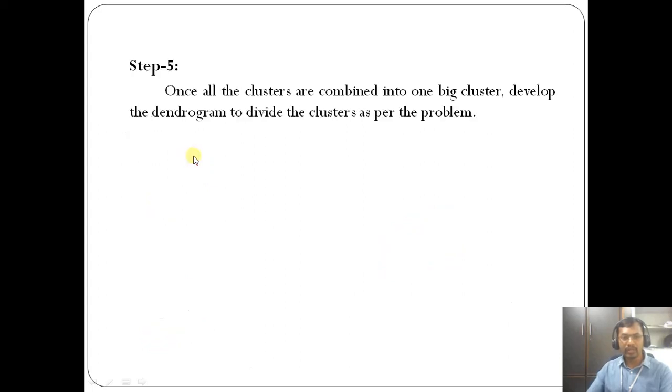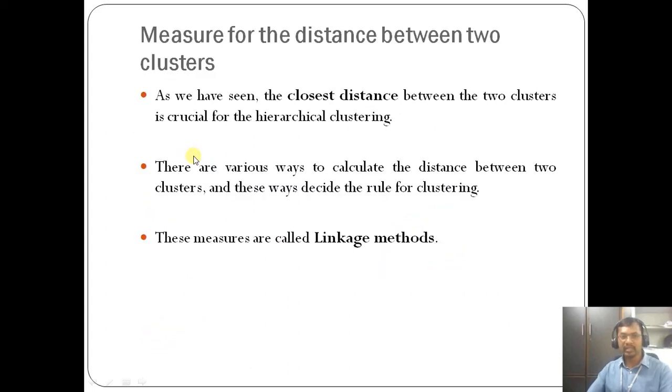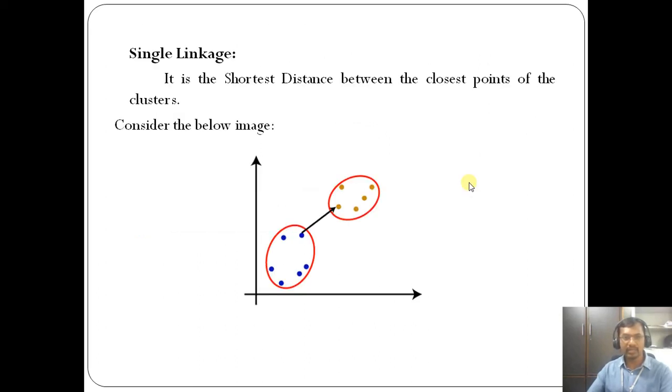For that, some measures are used for calculating the distance between two clusters, and those methods are called linkage methods. So what are the different linkage methods? To find the closest distance between two clusters, we have different types of linkage methods. The first method is the single linkage method, which is the shortest distance between the closest points of the clusters.